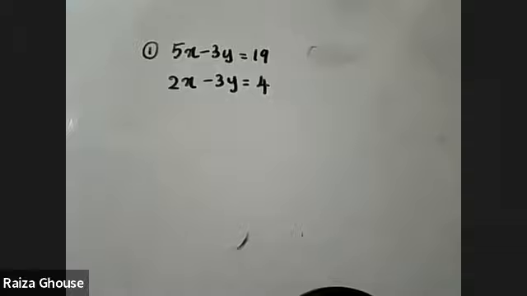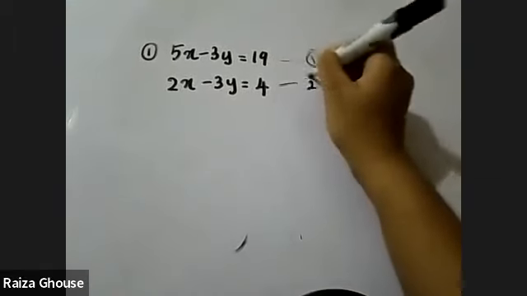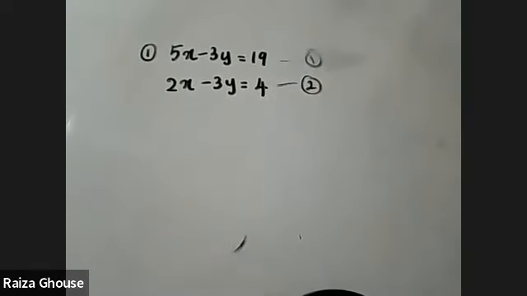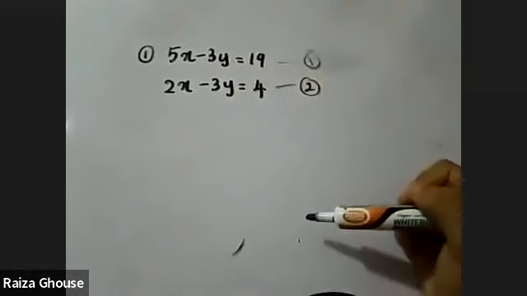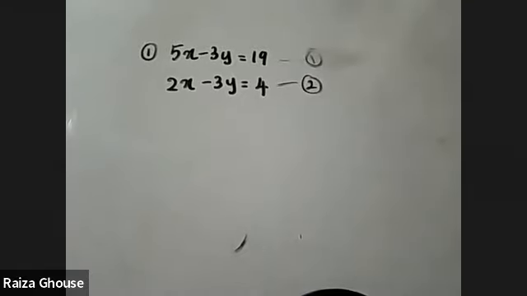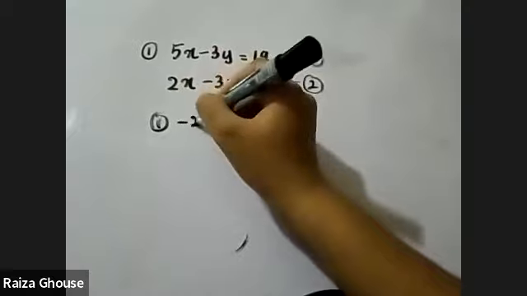Listen, first you have to number the equation: equation number 1 and equation number 2. Now you have to check the symbols are the same. You can see negative and negative. Coefficients are also the same, 3 and 3. Now if the symbols are the same and the coefficients are the same, what do you have to do? Add or subtract? Subtract. So you can see 19 is bigger than 4, so you can subtract 1 minus 2.